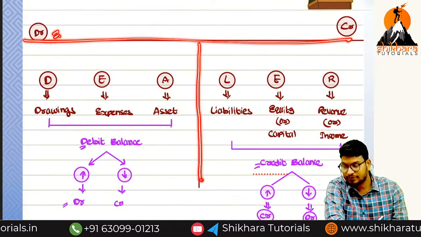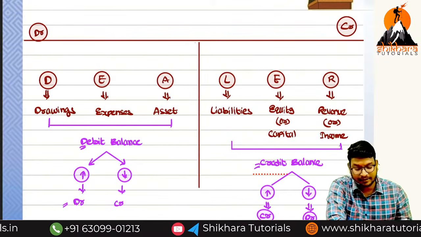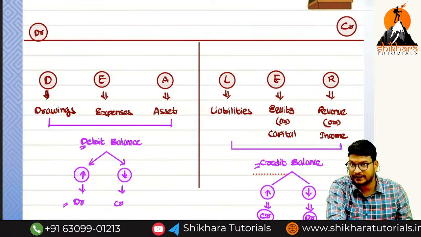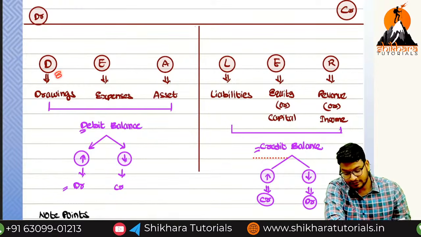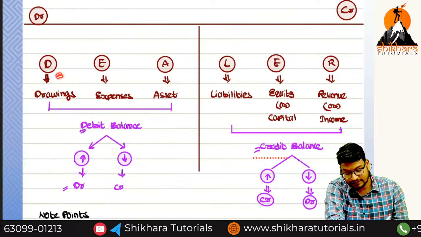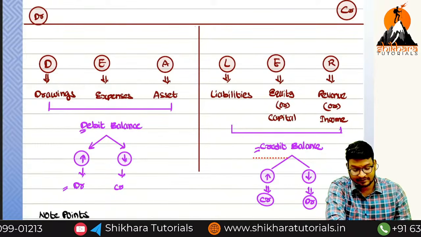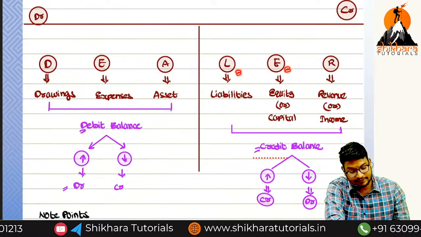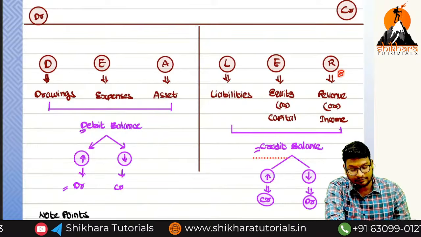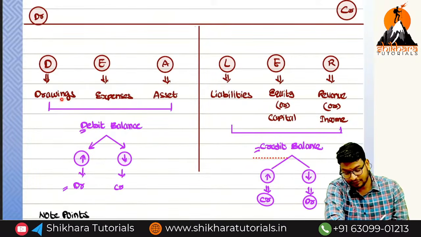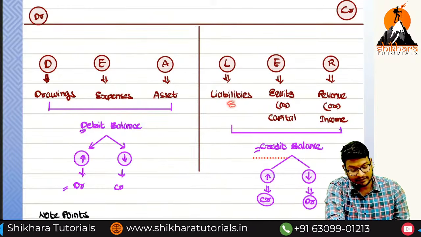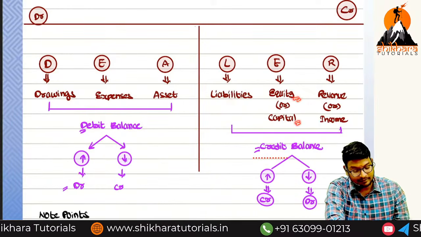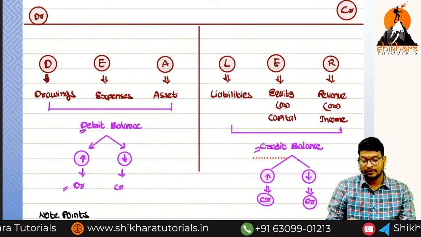As usual, the left-hand side is called the debit record and the right-hand side is called the credit record. We have taken a shortcut regarding the spelling of DEALER. D for drawings, E for expenses, A for assets, L for liabilities, E for equity or capital, R for revenue or incomes. You know the meaning of drawings, expenses and assets. Liabilities, and equity means nothing but capital, revenue means nothing but income.